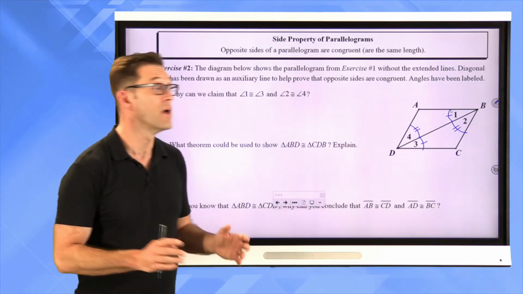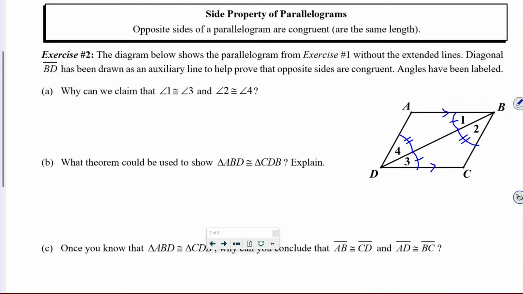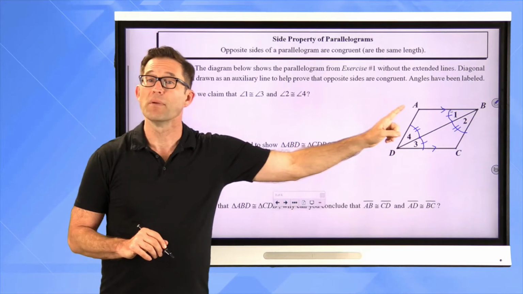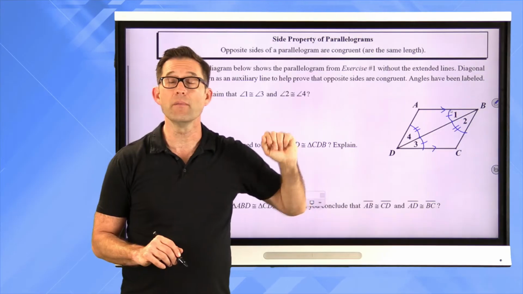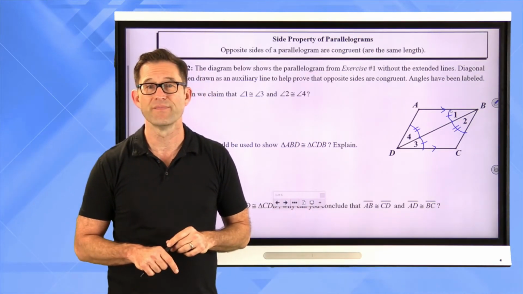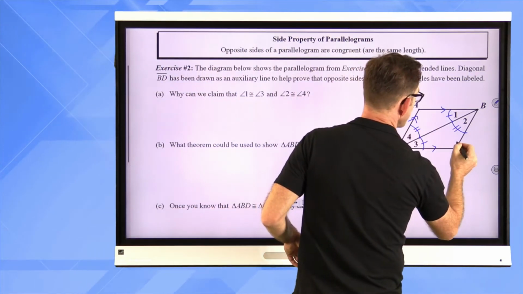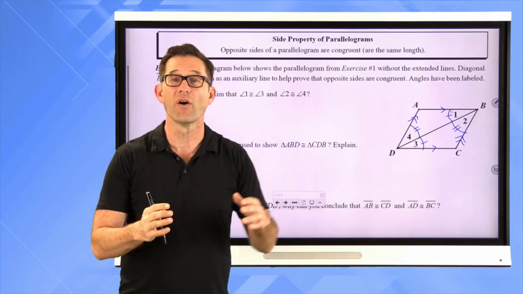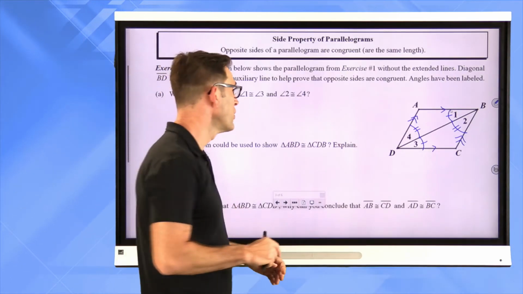Well, keep in mind, since I know that this is a parallelogram, AB is parallel to AC. Or sorry, AB is parallel to CD. My apologies. And because AB is parallel to CD, angle 1 must be congruent to angle 3 because they are an alternate interior angle pair created by parallel lines. Likewise, AD is parallel to BC, and angle 4 and angle 2 are an alternate interior angle pair created by parallel lines, so they have to be congruent.